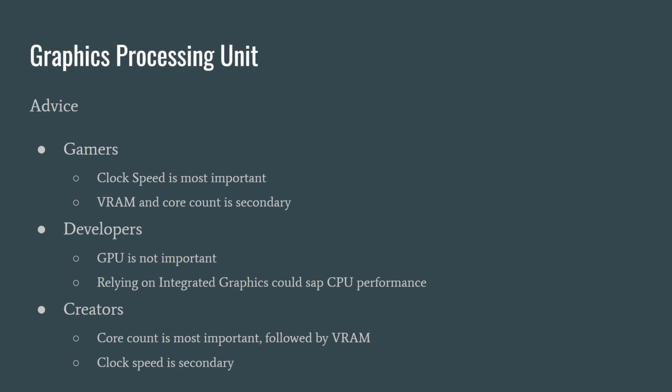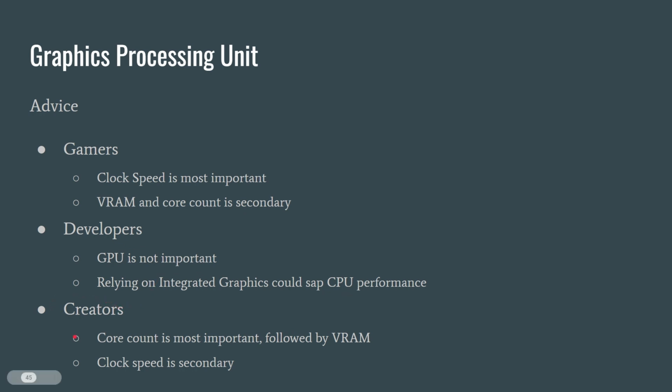For developers, GPU really isn't important. Unless you're developing a video game, of course, then you want to care about both of these categories because you have to test the video game as well. But if you're doing web development or application development or something like that, GPU is not really that important. You're not doing crazy stuff with your video display. So you can rely on integrated graphics, but like I say here, that could sap your CPU performance. So maybe just get a really crappy GPU, and you'd be fine, right?